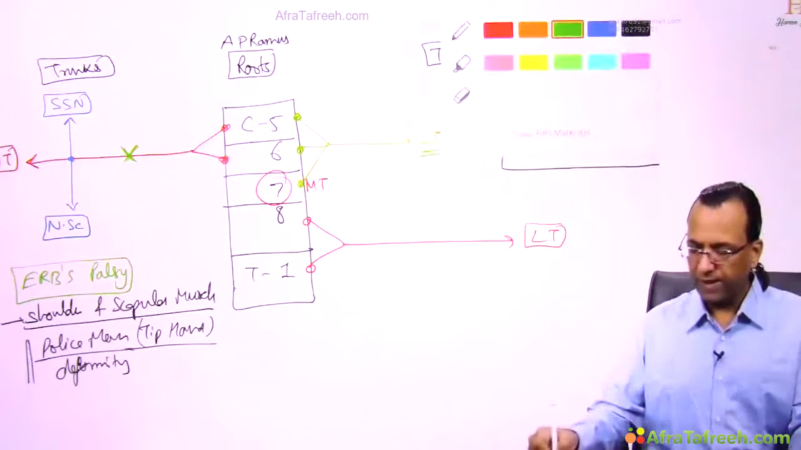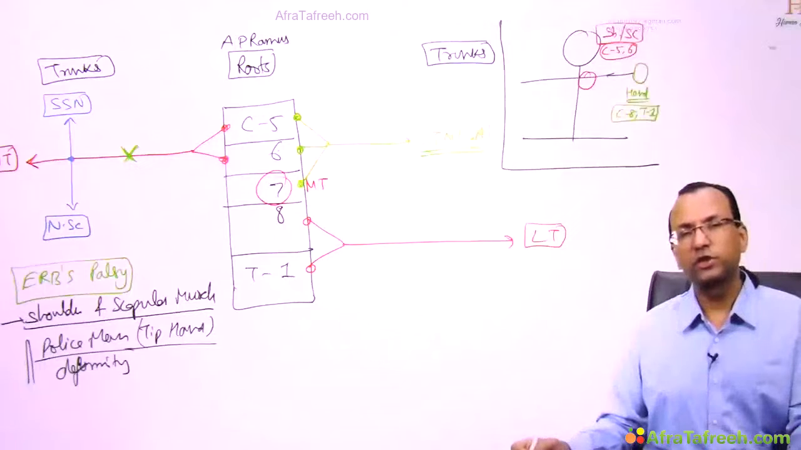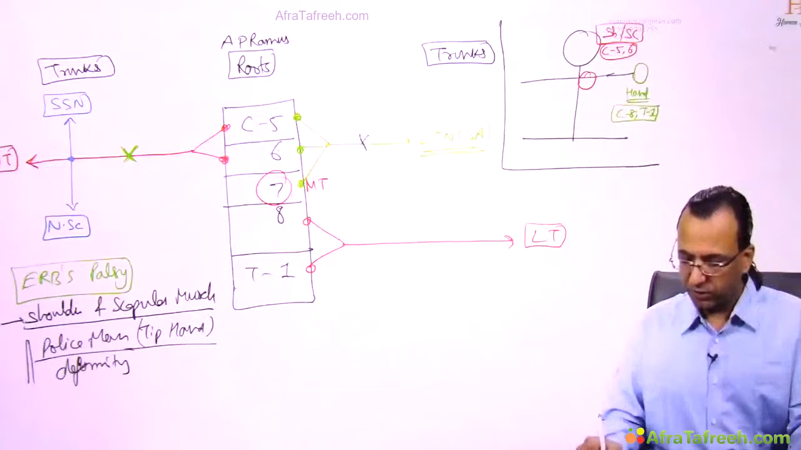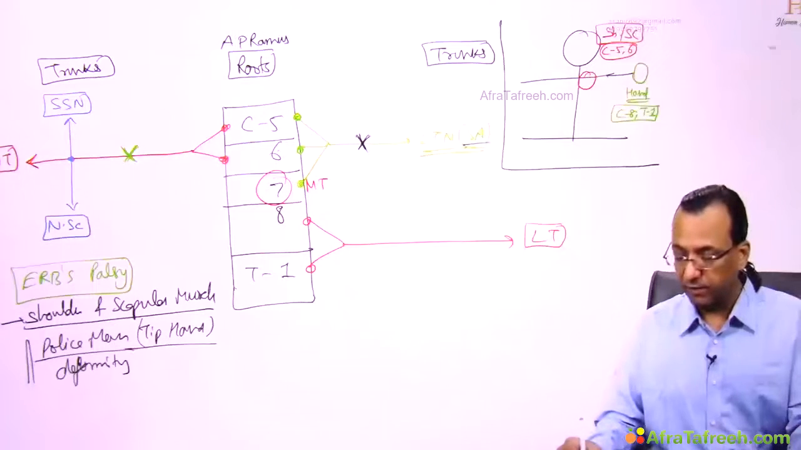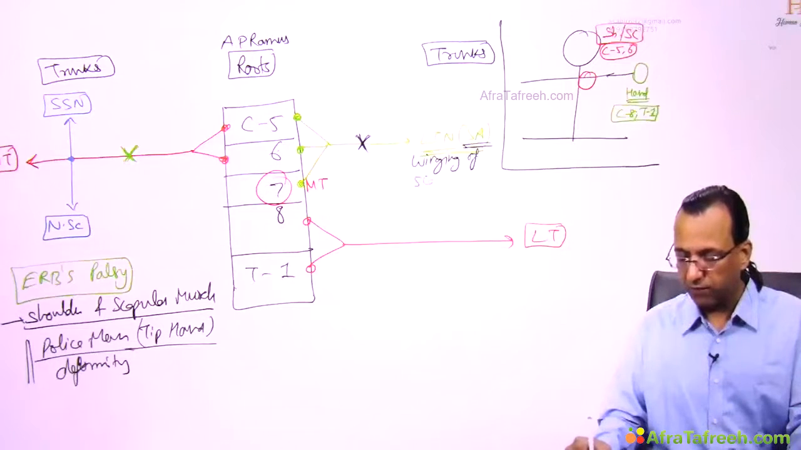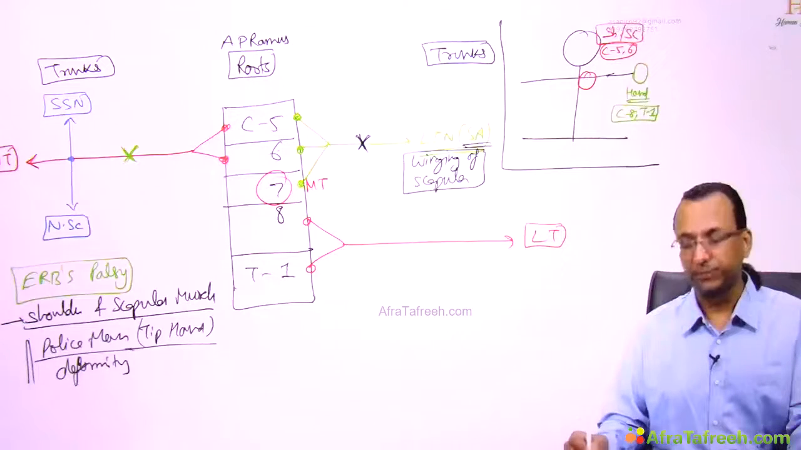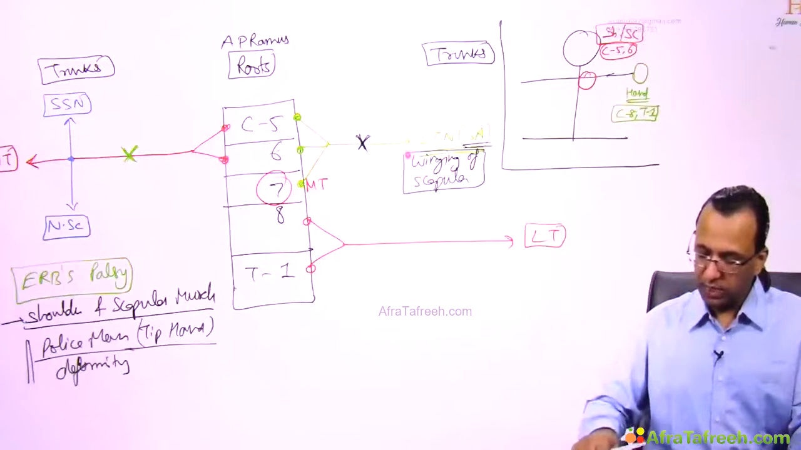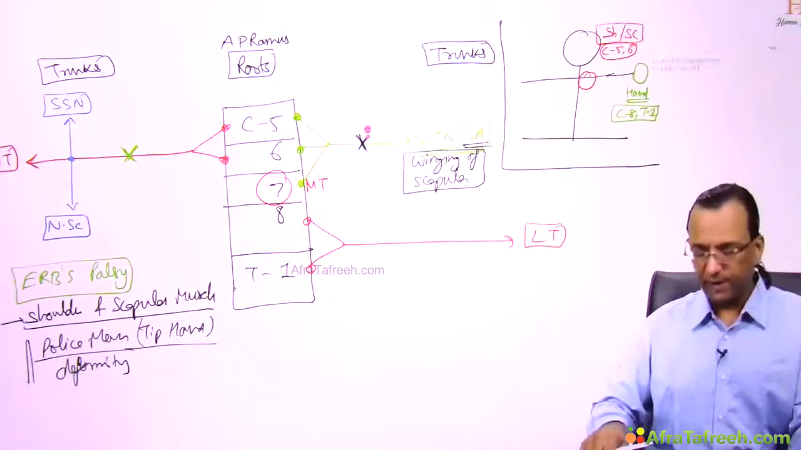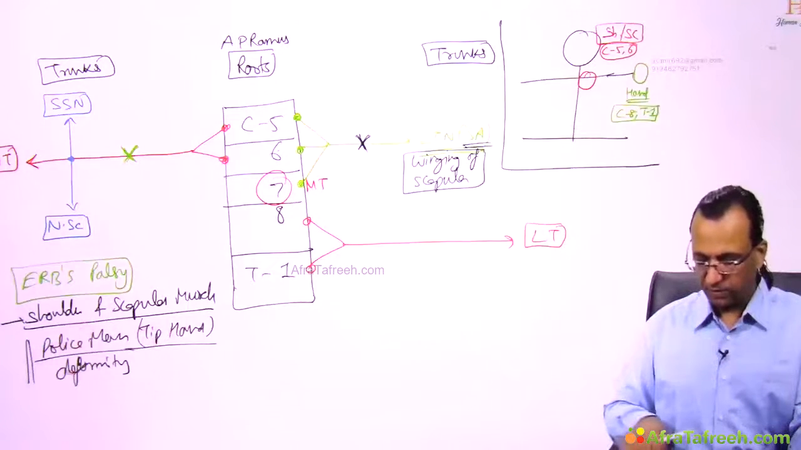What will happen if I have injury to the long thoracic nerve to serratus anterior? If I have injury to the long thoracic nerve, then serratus anterior will be paralyzed, leading to winging of the scapula. That results in winging of the scapula, injury of the long thoracic nerve. So, what was there in Erb's palsy? In Erb's palsy, we had this policeman tip hand deformity.